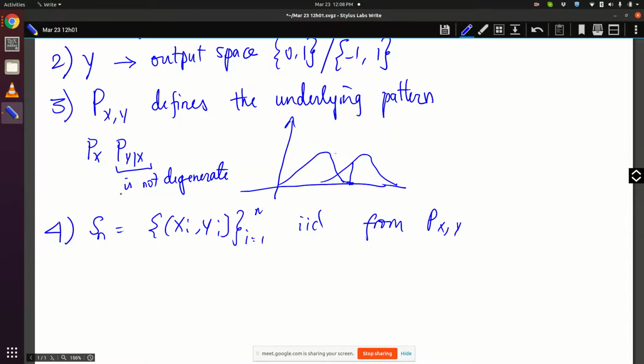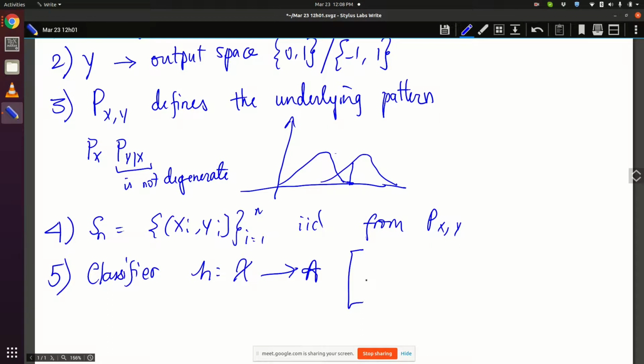Point number 5, we can define what is called a classifier. A classifier is a function h that goes from x to the action space. Do you remember this? This is not something new. The action space can be equal to y. If that is the case, we are directly predicting the label. So don't get confused, because the action could be y, and that means you are directly trying to predict the label. This is what is called a classifier.